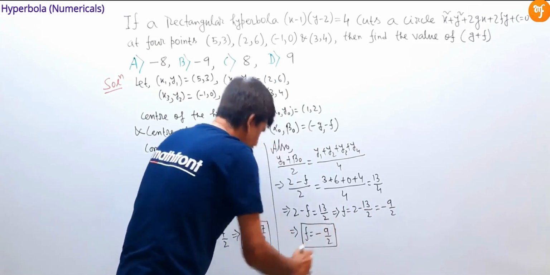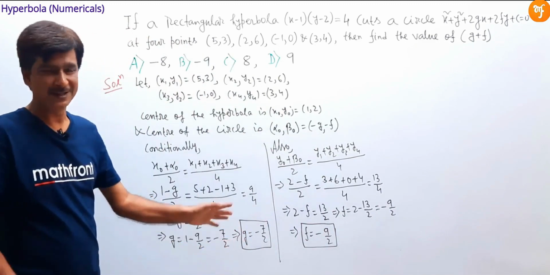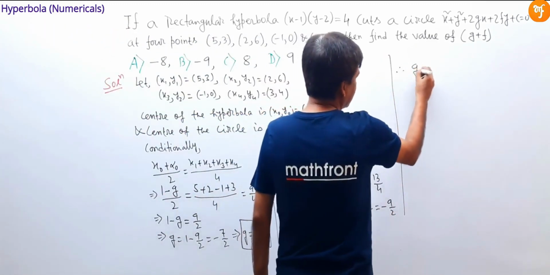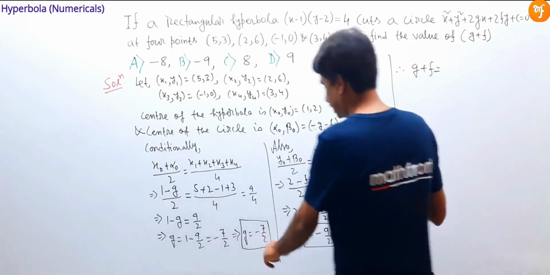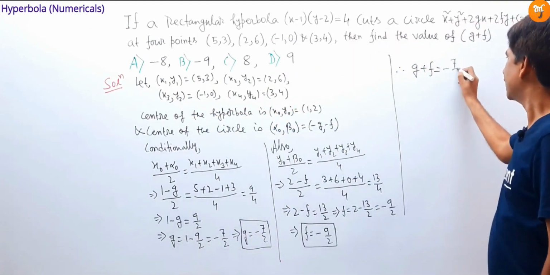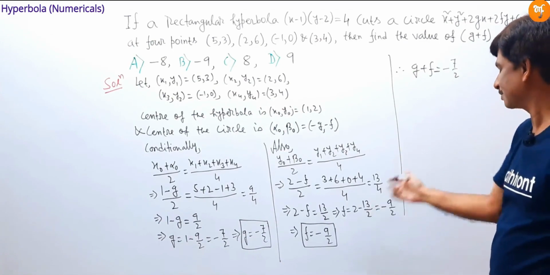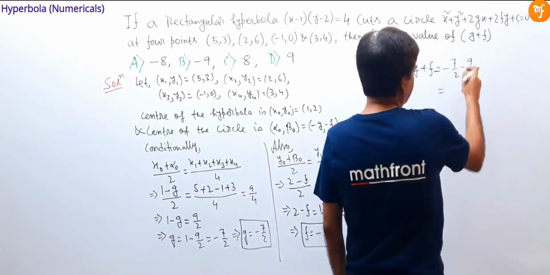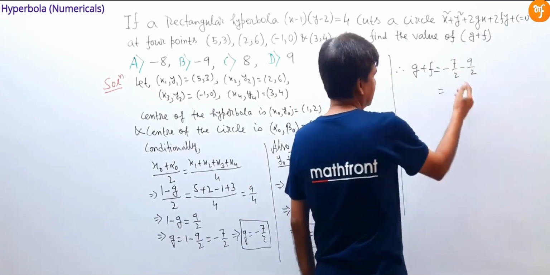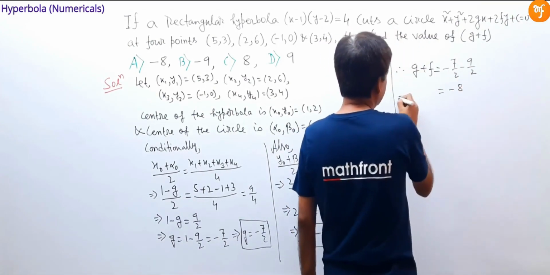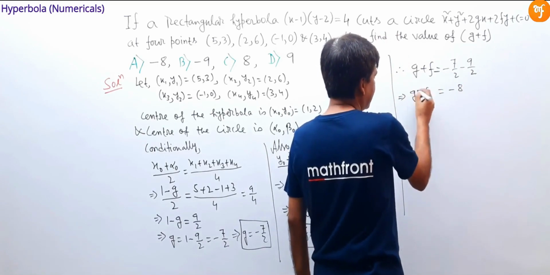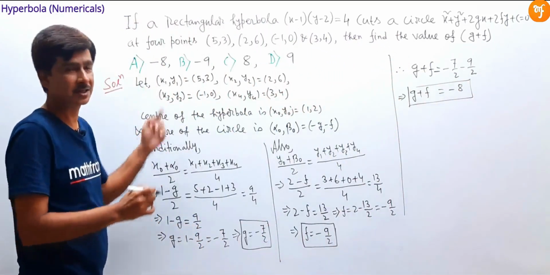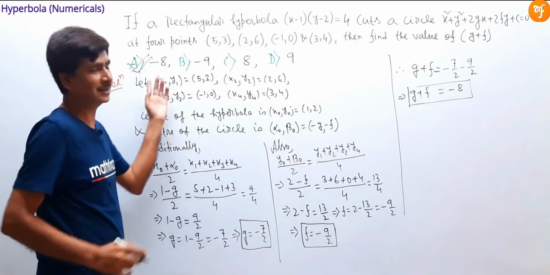Okay, so what do we need? We need the value of g plus f. So g plus f is equal to minus 7 by 2 plus minus 9 by 2. So definitely minus 7 minus 9 is minus 16, and minus 16 by 2 is equal to minus 8. So we get the value of g plus f as minus 8. Okay, clear? And yes, it is in option A. So option A is the correct option.